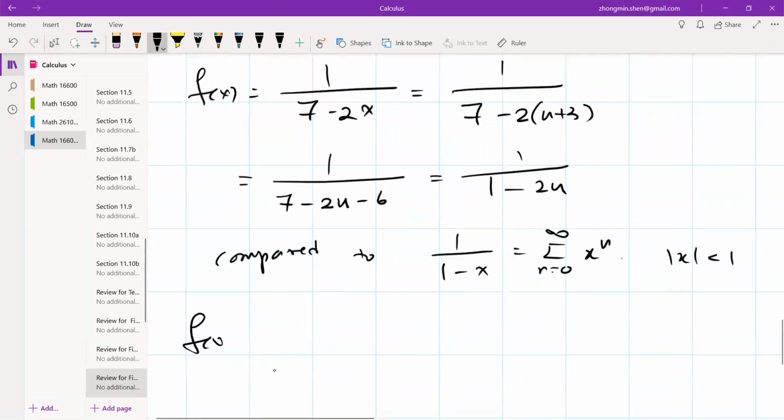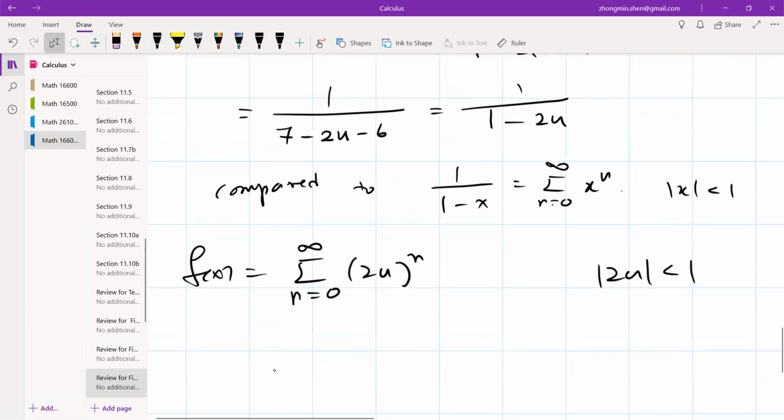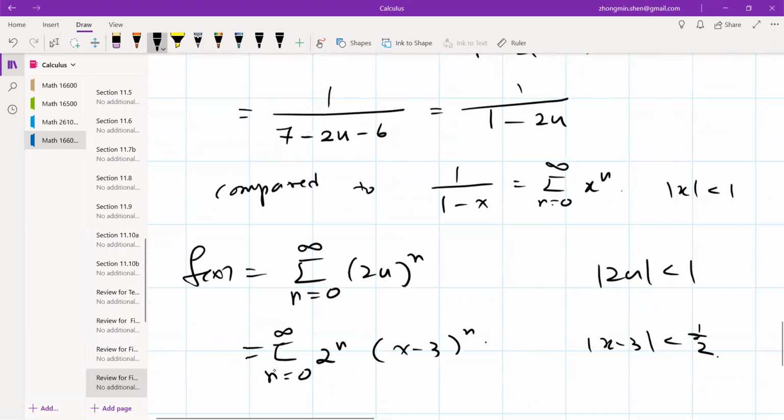So that's why f of x is going to be the sum of 2u to the nth power, and the absolute value of 2u should be less than 1. So my final answer will be the sum of 2 to the n times x minus 3 to the power n. Then the absolute value of x minus 3 should be less than 1/2. That's the radius. 1/2 is the radius of convergence.